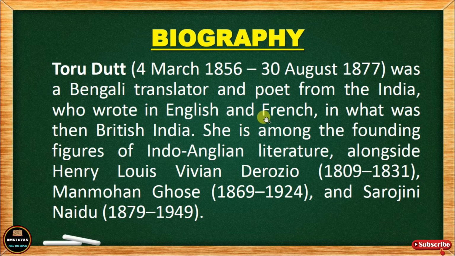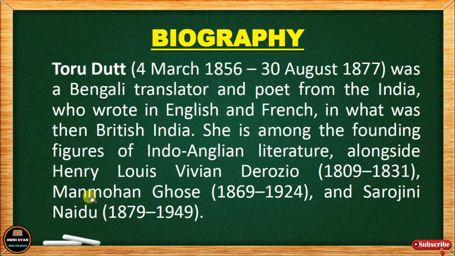So she wrote in English, and not only in English, in French language also, in what was then British India. So at that time, obviously, it was British India. You can note the year here, okay? She is among the founding figures of Indo-Anglian literature, alongside Henry Louis Vivian de Rozier. Henry de Rozier was also another great poet from Calcutta. Indo-Anglian means Indo-India, Anglian-English, so Indian English literature actually.